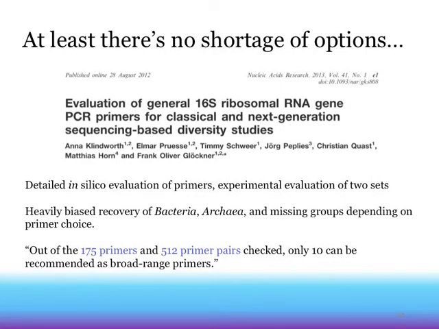Here's another paper. Evaluation of general 16S ribosomal RNA gene PCR primers. So these people validated a whole pile of primer pairs, 512 primer pairs, based on 175 primers. They found 10 that worked well enough to be worth recommending. Okay? So this is a pretty exhaustive study, and if you look at the literature, you'll see these standard primers being used over and over again. So at the very least, pick one, which is somehow justifiable in your study, and stick with that.